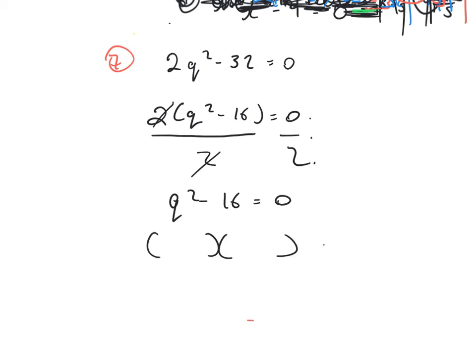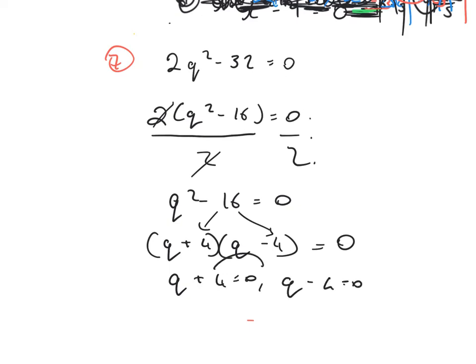Okay, so I can then do the difference of 2 squares. So there's my difference. There's one of the squares, second square. Bracket with a plus, bracket with a minus. And it will be q plus 4 bracket q minus 4 equals 0, q plus 4 equals 0, or q minus 4 equals 0. So that will give me q equals minus 4 and q is equal to 4.